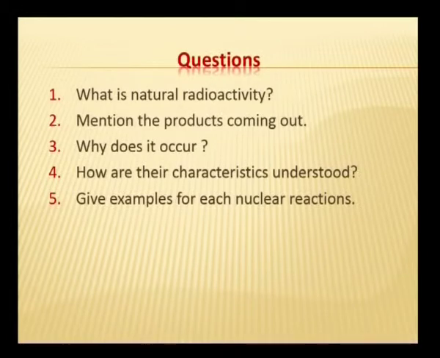The questions are the following: What is natural radioactivity? Mention the products coming out. Why does it occur? How are their characteristics understood? The last question is, give examples for each nuclear reaction. With this we come to the end of the lecture. The remaining things, with regard to beta particles and gamma radiations, will be taken up in the next lecture.